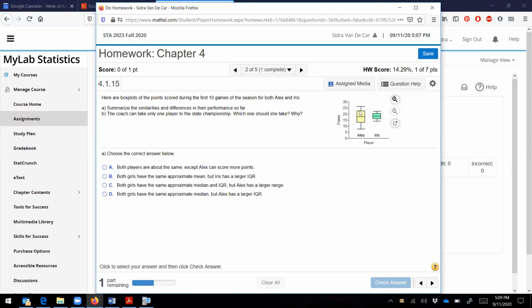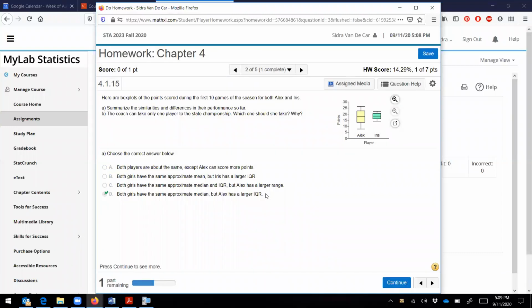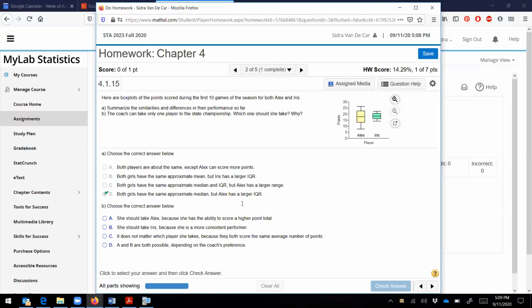Well, they don't have the same IQR. But Alex has a larger IQR, that's true. So option D would be the most accurate. Choose the correct answer below. Okay, the coach can only take one player to the state championship. Which one should she take?